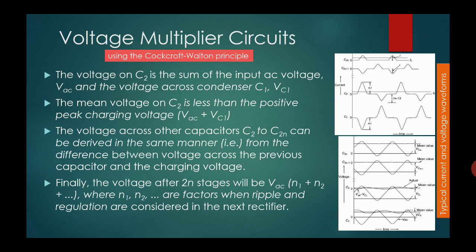Finally, the voltage after 2n stages will be VAC into N1 plus N2 to Nn, where N1 and N2 are factors when the ripples and regulations are considered for the next rectifier. So since these are in cascade, the voltage it will get will be the actual voltage multiplied by the different factors at every stage.